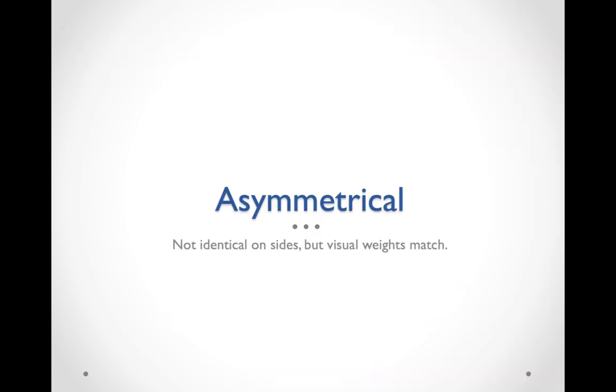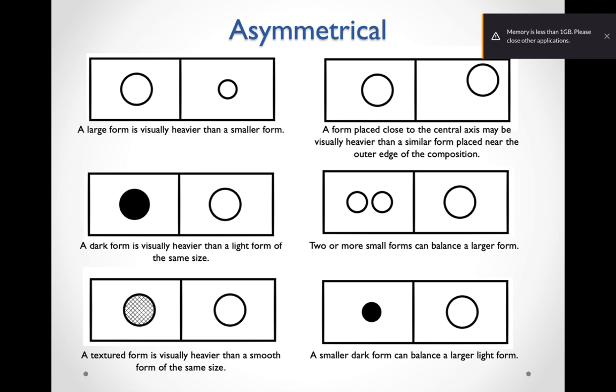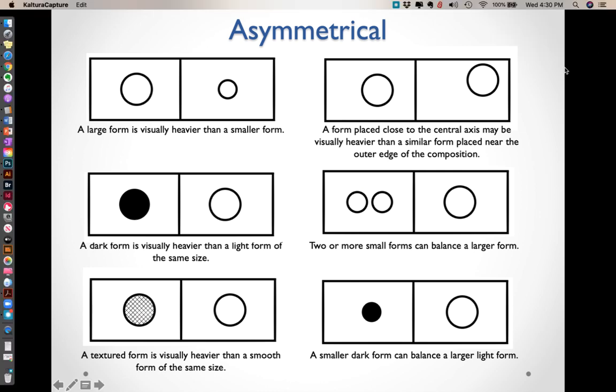Asymmetrical is still balanced, but it is balanced in a different way, that you don't have identical elements on both sides of the center axis. So these are some concepts of how we balance things asymmetrically.